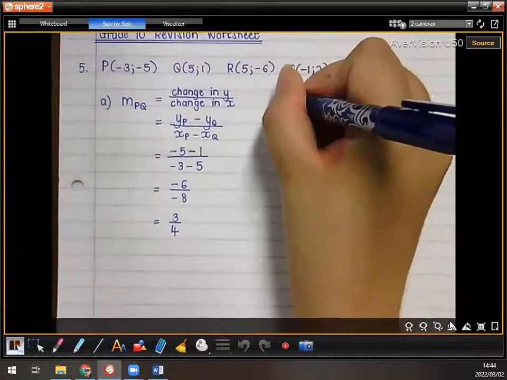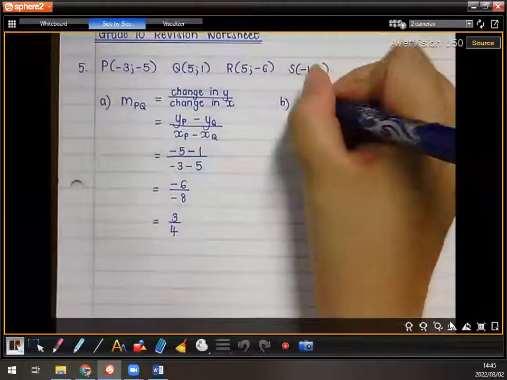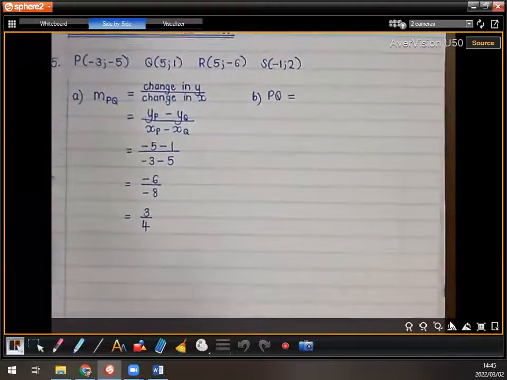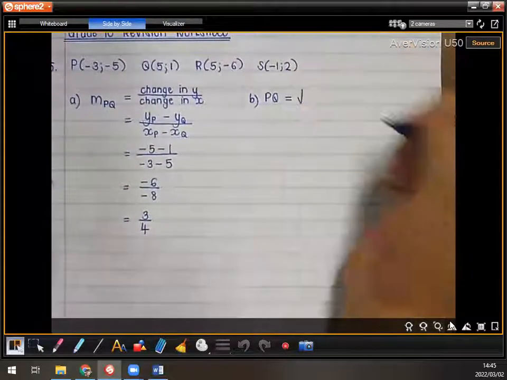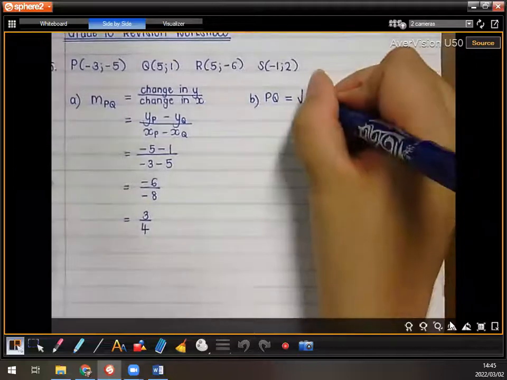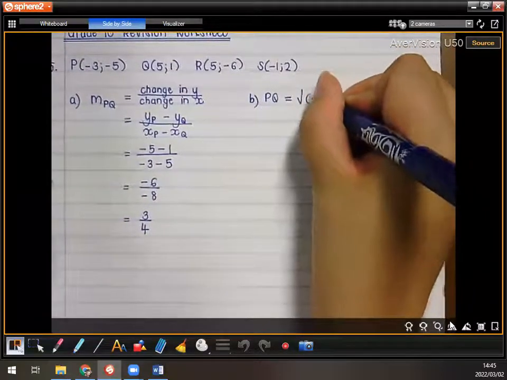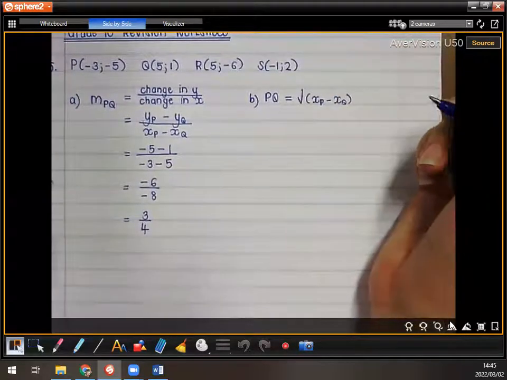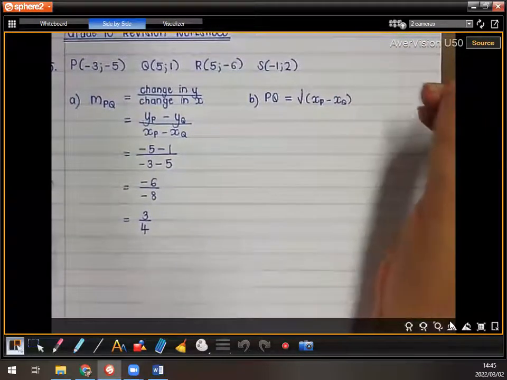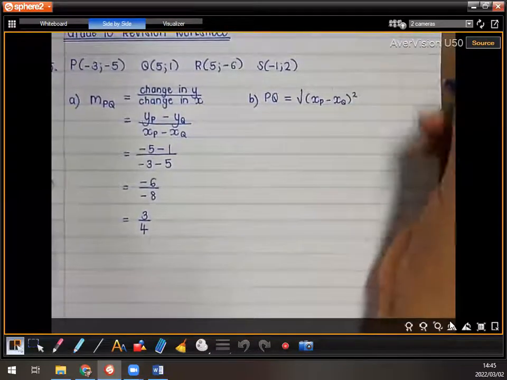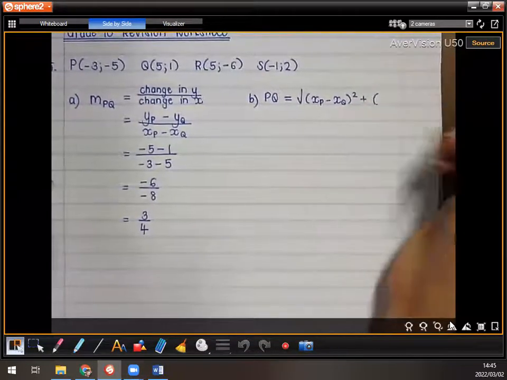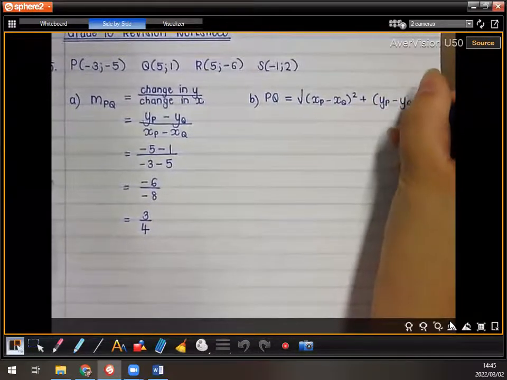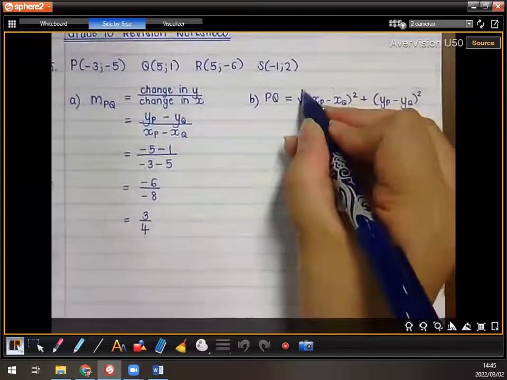Just the gradient. Okay, for B, they're now asking for the length of PQ. So for the length, we need to use the distance formula. Okay, so we're going to take the square root. I'm just going to write the formula out. The x value of P minus the x value of Q. I'm deciding to start with P and then minus Q from it. You can do it the other way around. Then you must square that, plus second bracket, y value of P minus y value of Q, close bracket, squared.